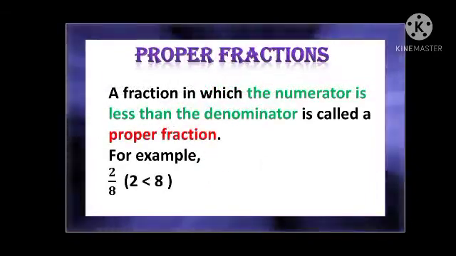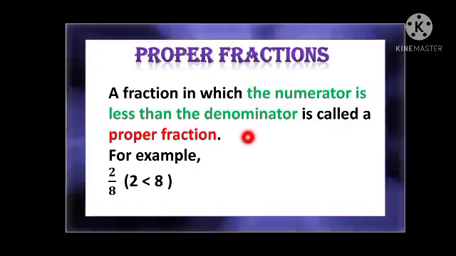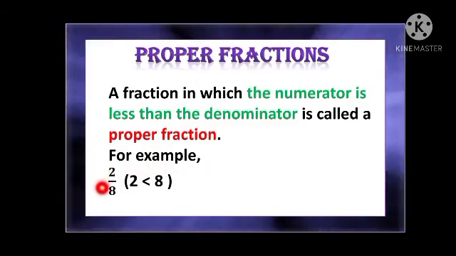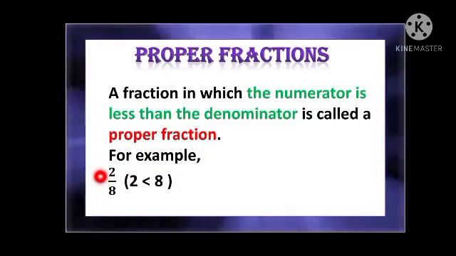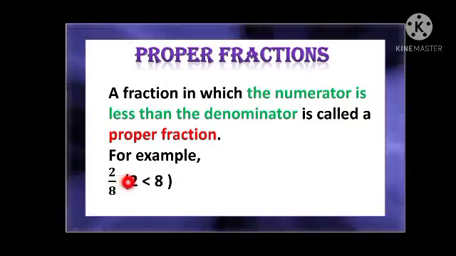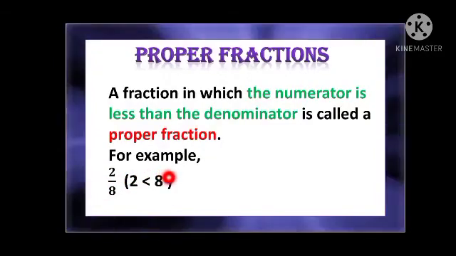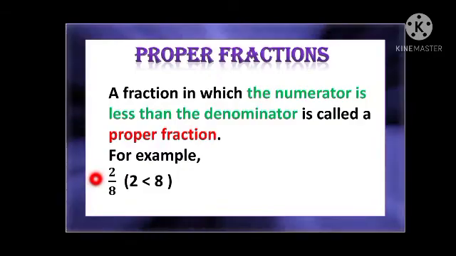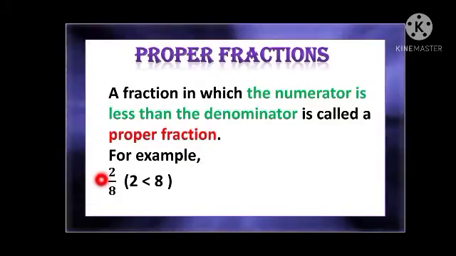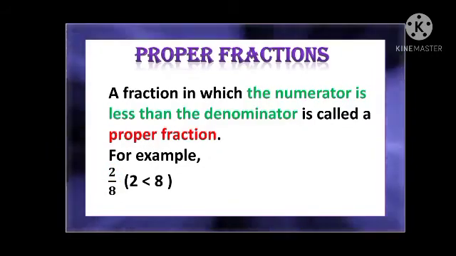And then proper fractions. A fraction in which the numerator is less than the denominator is called a proper fraction. For example, 2 by 8. Here the numerator value is 2 and the denominator value is 8. Here the numerator value is less than the denominator. 2 is less than 8. So the fraction 2 by 8 is called a proper fraction because the numerator is less than the denominator.